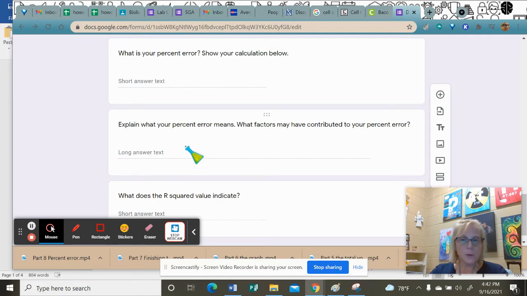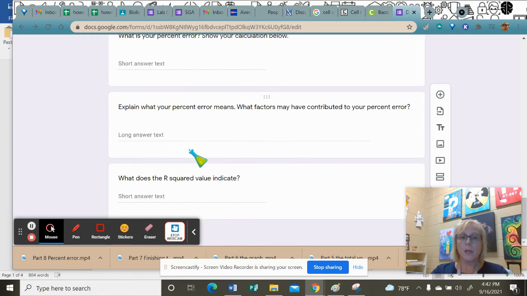I explained that in one of my videos: whether it's positive or negative, is it over or under, and what are some reasons that you might have had a percent error? And then what does that R squared value indicate? I mentioned that earlier, and it was like a real quick snippet. So the answers are here.